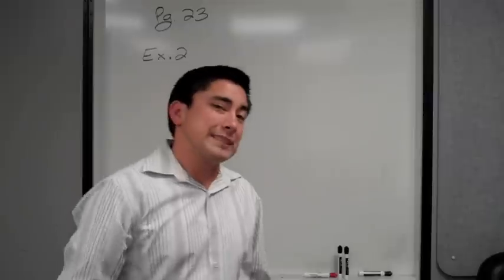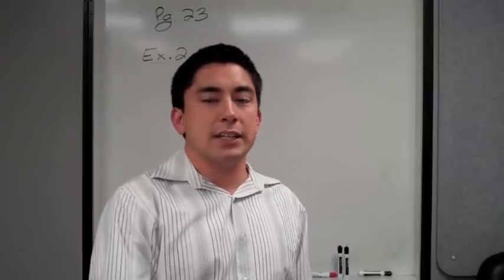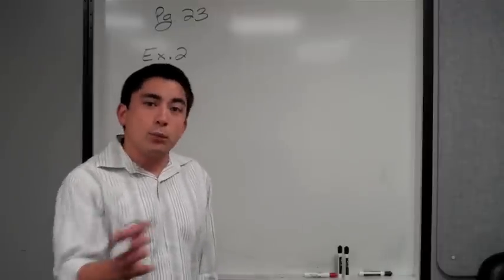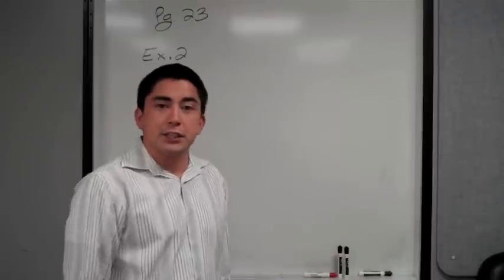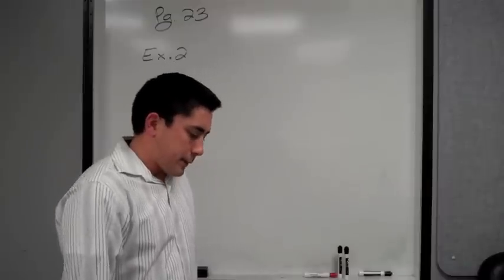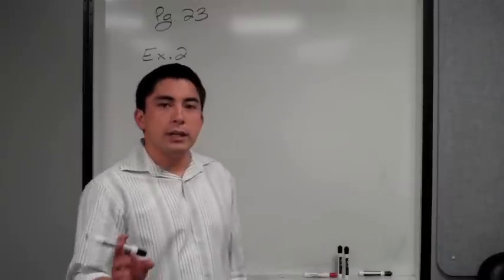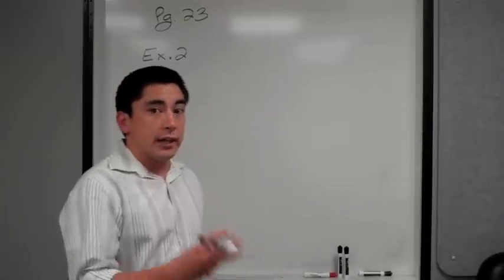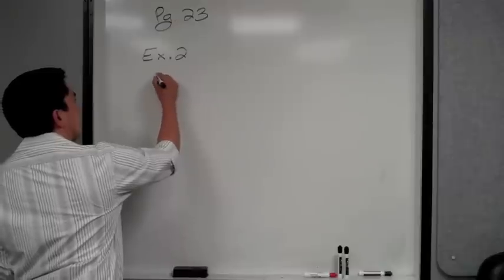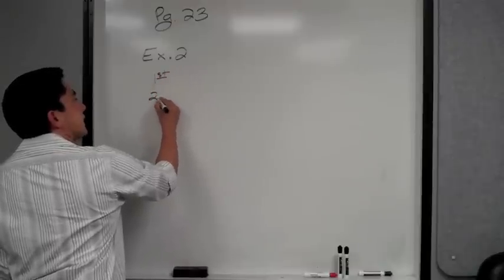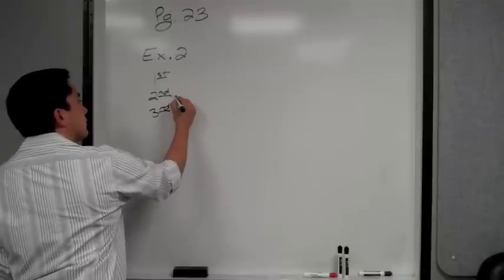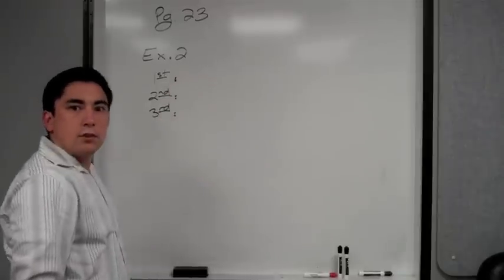Alright, so example 2 talks about consecutive integers. Consecutive means one right after the other. Integer is just a whole number, whether positive or negative, or 0. Example 2 says find 3 consecutive odd integers. So again, establish how many answers we're looking for. We're looking for 3: our first integer, our second integer, and our third integer.